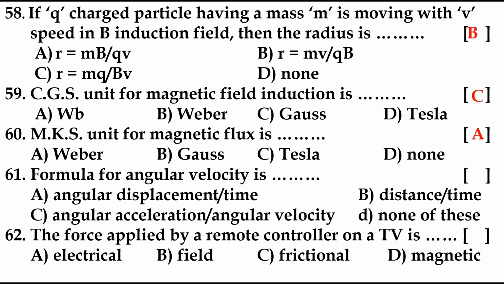Weber. 61. Formula for angular velocity is dash. A. Angular displacement by time, B. Distance by time, C. Angular acceleration by angular velocity, D. None of these. Answer is A. Angular displacement by time. 62. The force applied by remote control on a TV is dash. A. Electrical, B. Field, C. Frictional, D. Magnetic. Answer is B. Field force. That means non-contact force.